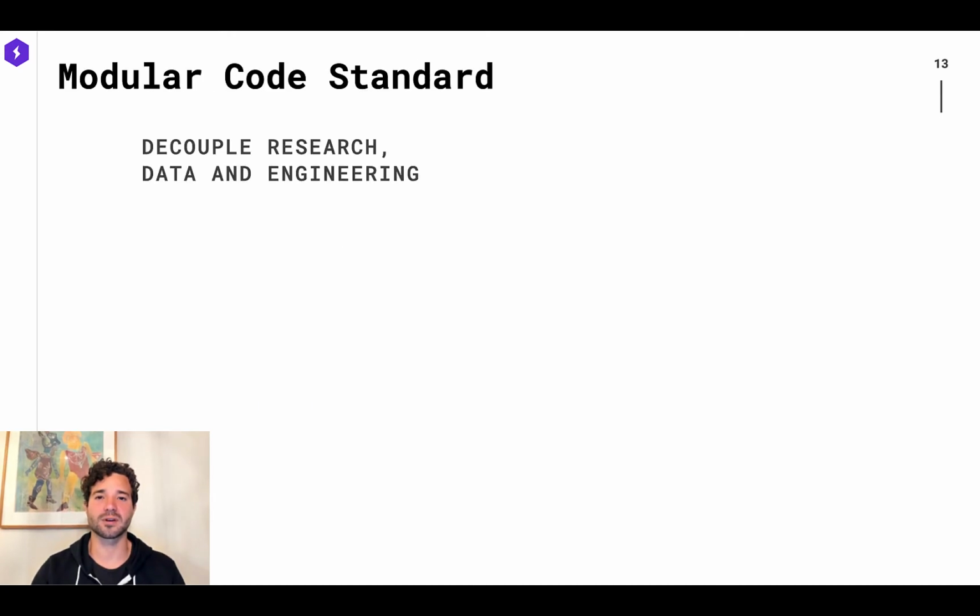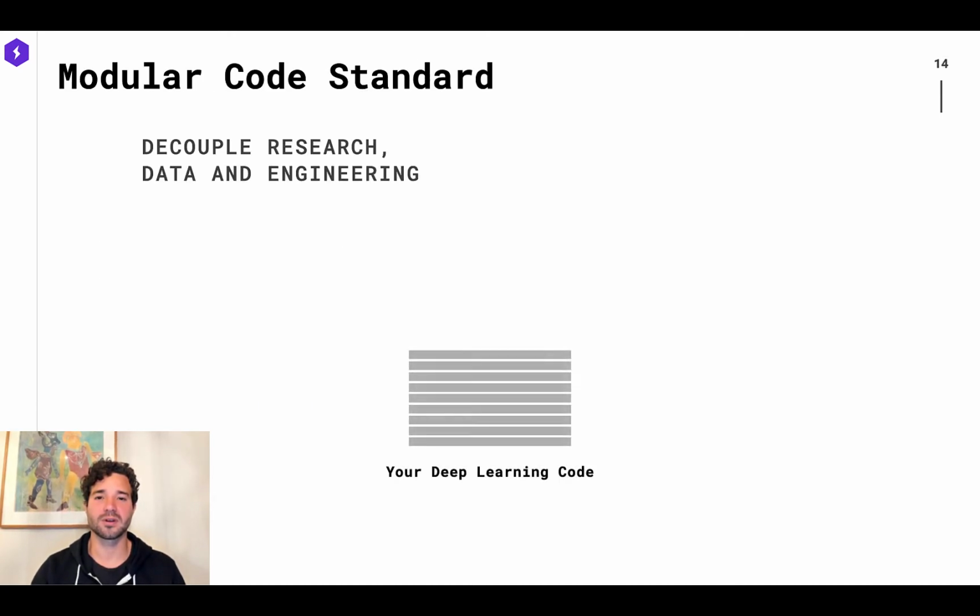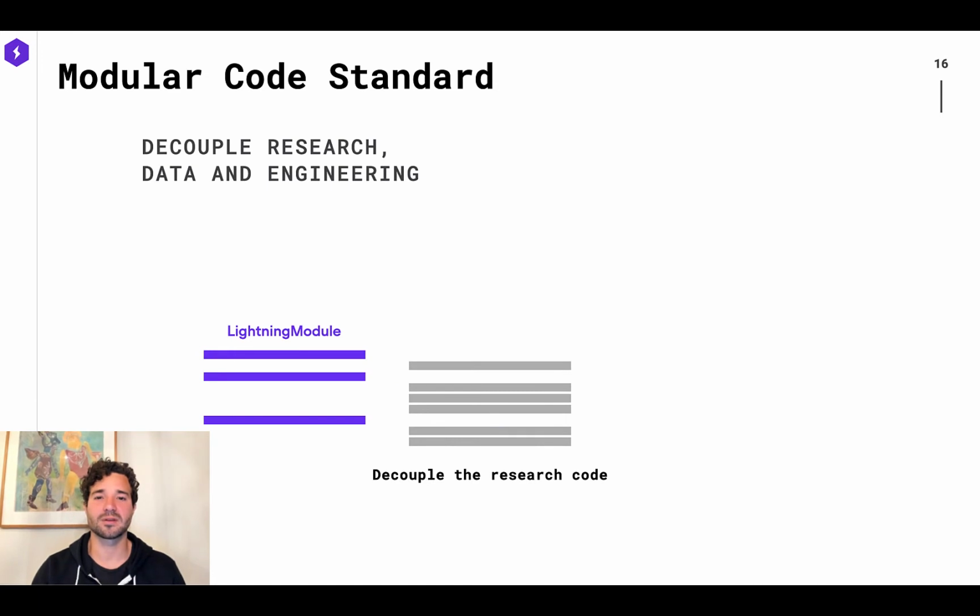So let's take a look at your deep learning code. Imagine every one of these lines is a line of code. So we're going to factor out your code into 3 parts. The first part is going to decouple the research, and that's going to live in the Lightning module. This is where you want to spend 99% of your time. The next part is to decouple the data, and this is going to live in the data module.